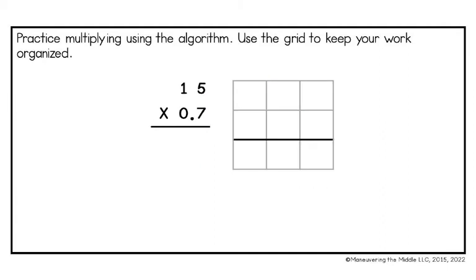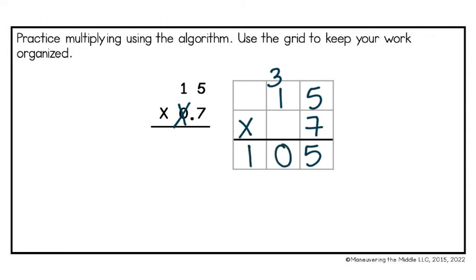All right, this time we have 15 times 0.7. So we're going to ignore that decimal, so we're just going to have 15. Now, because this 0 is before the decimal, and there's nothing else in front of the 0, I'm going to go ahead and say that's not important. So we're just going to have 15 times 7. So 7 times 5 is 35. Put down my 5, carry my 3. 7 times 1 is 7, plus 3 is 10.